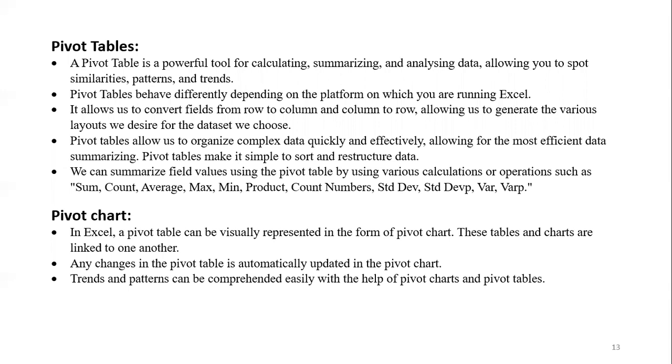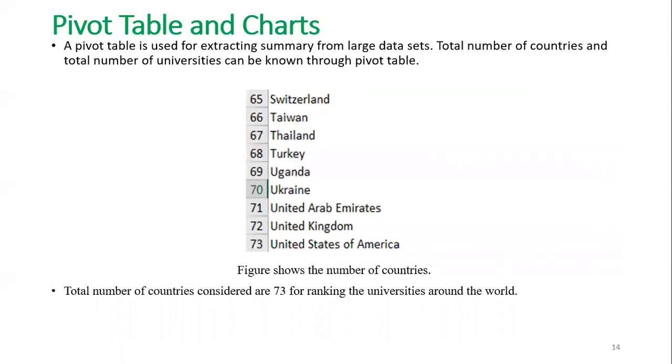So any changes in the pivot table are automatically updated in the pivot chart. So trends and patterns can be comprehended easily with the help of pivot tables and pivot charts. So this is my pivot table. Pivot table is used for extracting the summary from large data sets. So the total number of countries and the total number of universities can be known through the pivot table.